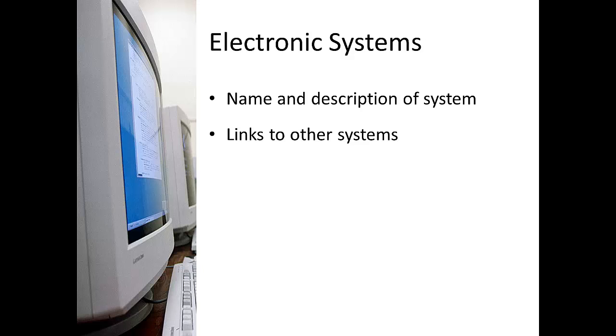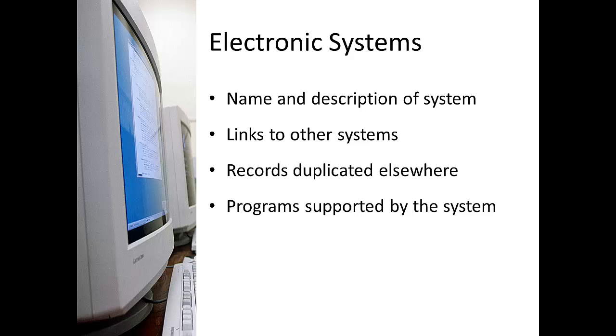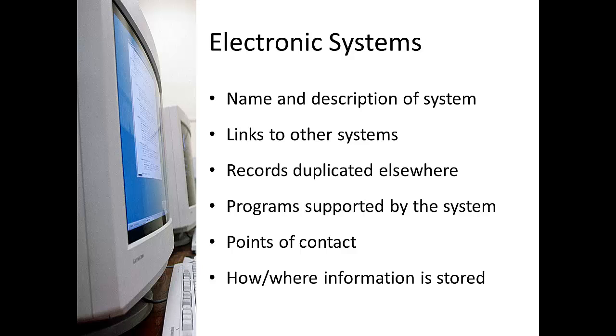The information we gather for electronic systems is pretty similar. We ask questions like, what's the system called? Is it related to any other records or systems? What programs are supported by the system? That's critical information because you want to be sure that all the stakeholders' interests are included when you're building your schedule.